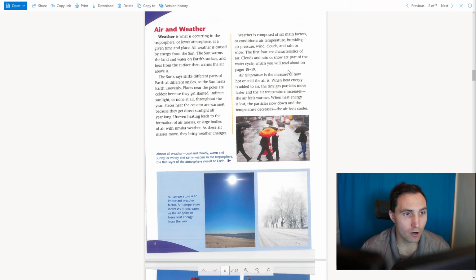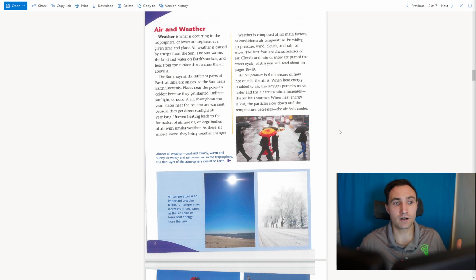Clouds and rain or snow are part of the water cycle, which we'll read on pages 18 and 19. Air temperature is the measure of how hot or cold the air is. When heat energy is added to air, the tiny gas particles move faster and faster, and the air temperature increases. The air feels warmer because the air particles are moving really fast. When heat energy is lost, the particles slow down, and the temperature decreases. The air feels colder, kind of like it's getting right now.